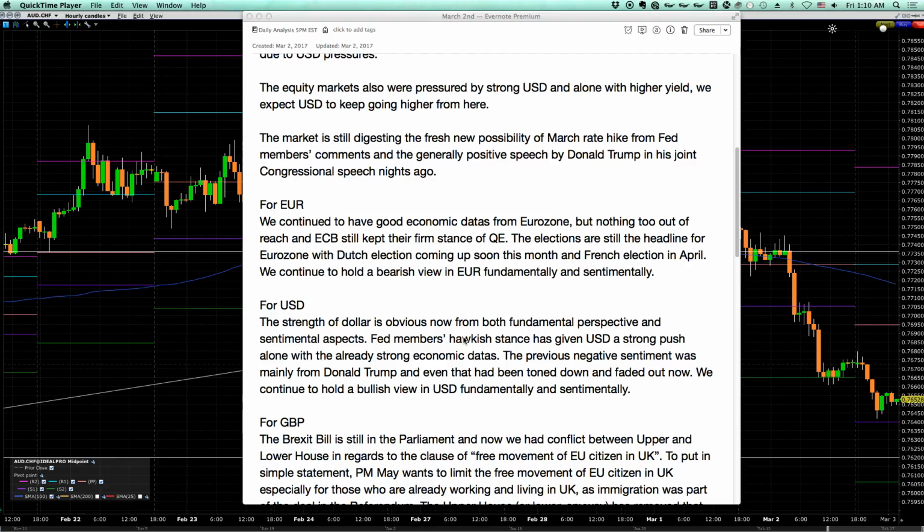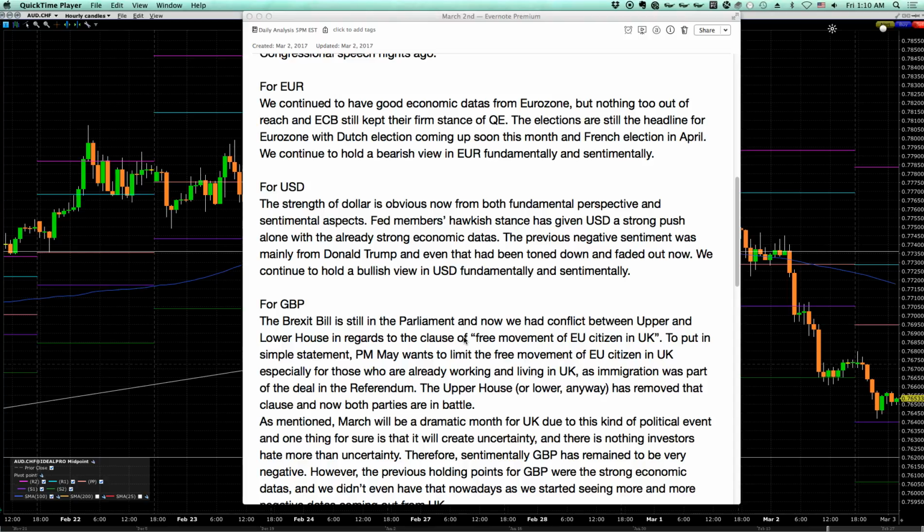Now, with elections, what happens is that there's a lot of political drama, so it doesn't mean that things will only get volatile in April. Actually, things start to get volatile a month before the election. So we should see more volatility, more downside movement coming to Euro, and we still hold a very bearish view for Euro.